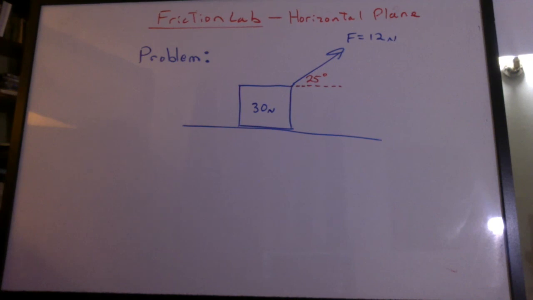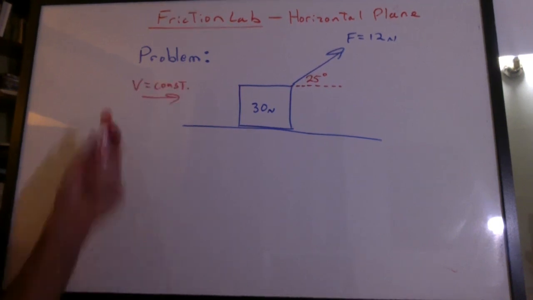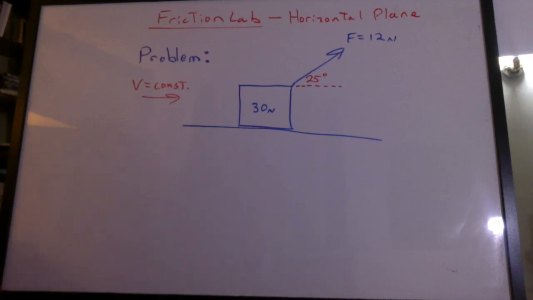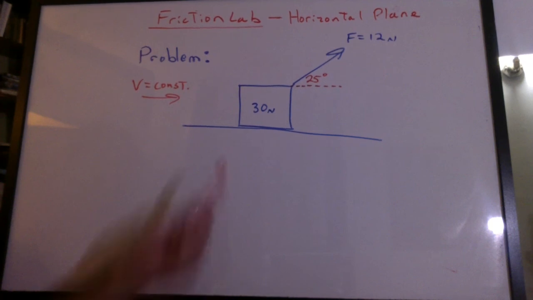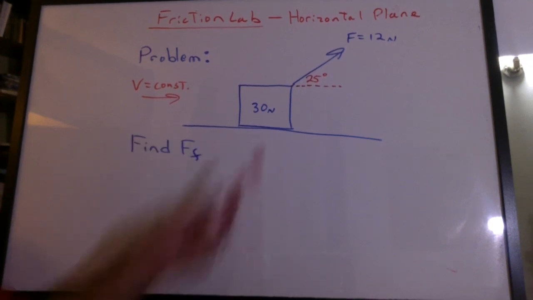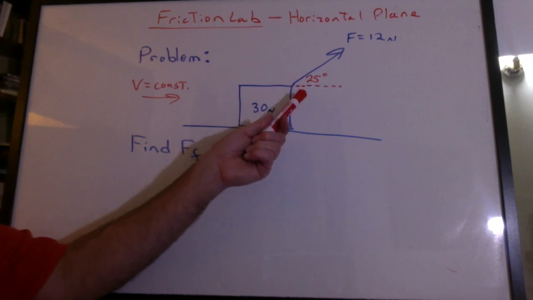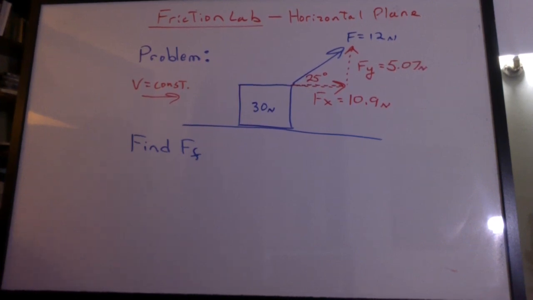And now for something a little more tricky. Let's assume this block is moving at a constant velocity to the right. This force is acting on it at a 25-degree angle, and it weighs 30 newtons. Find the force of friction. Well, any kid doing physics is going to see this and say, we better make components. I get 10.9 newtons for the x component and 5.07 newtons for the y component.